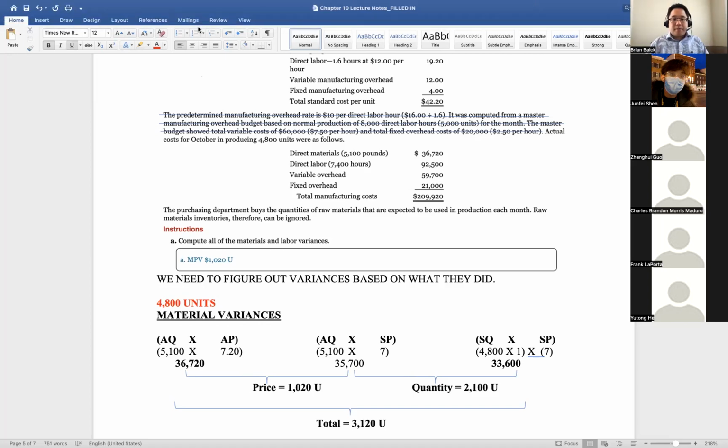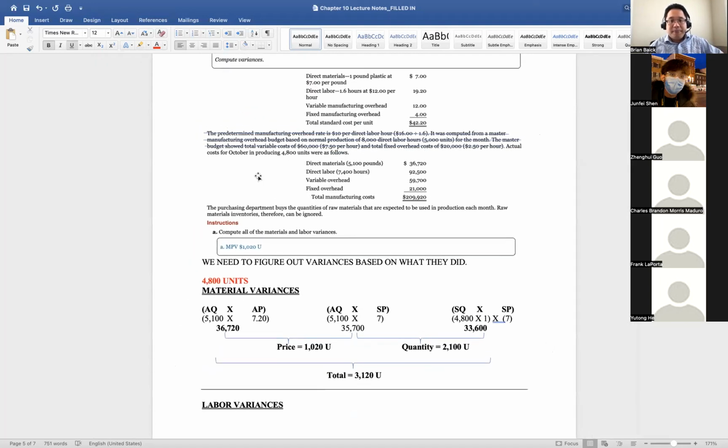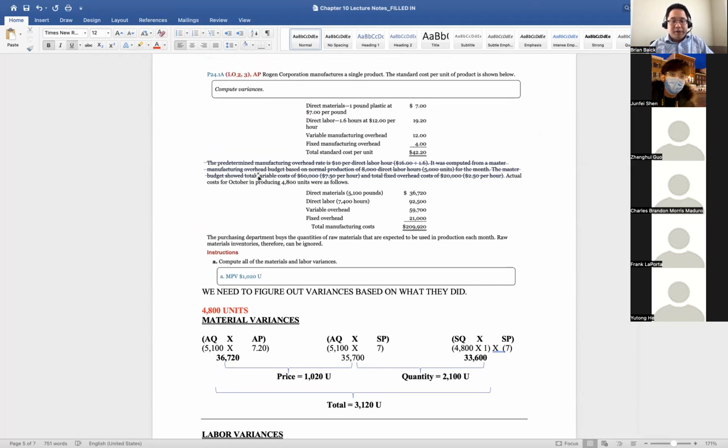Okay. Hopefully you got a chance to get started. If you didn't finish, it's okay. Okay, so remember in this problem, a couple things. The information at the top, that's standard, right? Standard information. Information at the bottom is what actually happened. This is actual. So standard is at the top, actual is at the bottom.